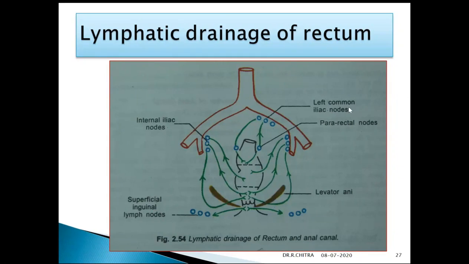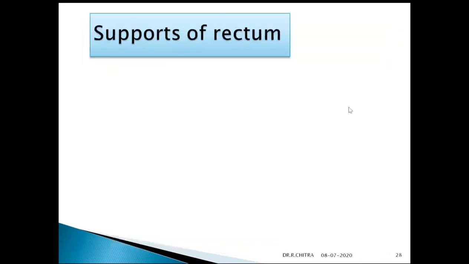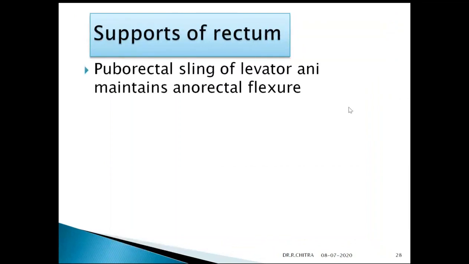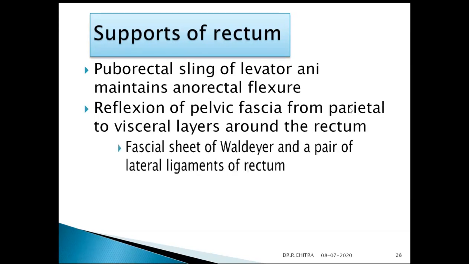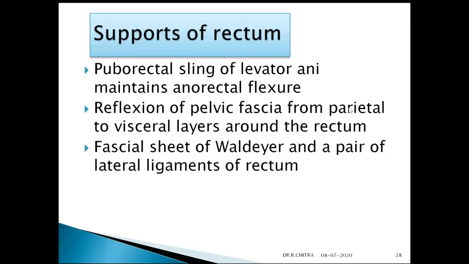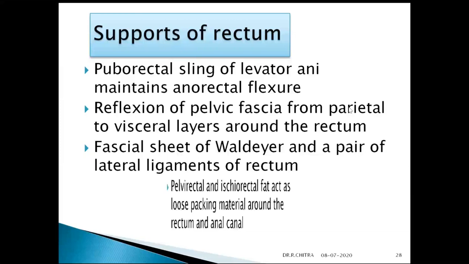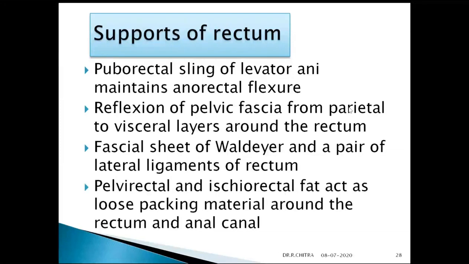So now we will move on to the supports of the rectum. The supports of the rectum are the puborectal sling of the levator ani, which maintains the anorectal flexure; the reflection of the pelvic fascia from the parietal to visceral layers around the rectum; the fascial sheet of Waldeyer and a pair of lateral ligaments of the rectum. Also the pararectal and ischiorectal fat act as loose packing material around the rectum and the anal canal. So this ischiorectal fat is an important support for the rectum.